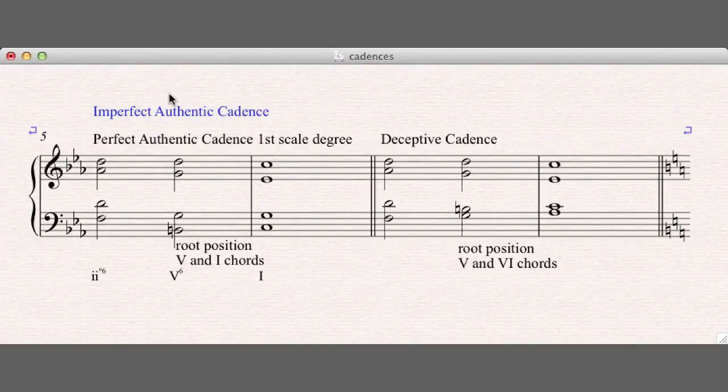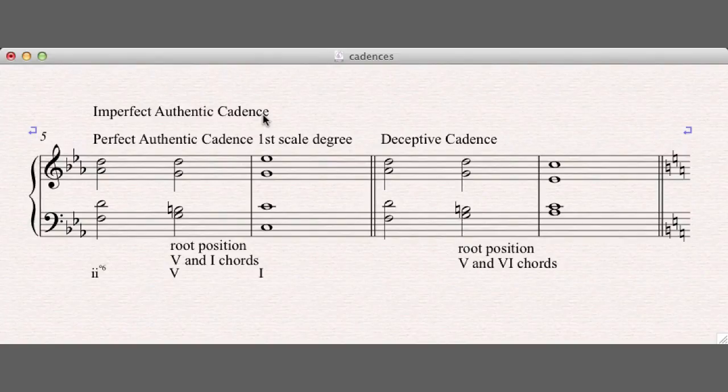Okay. And what happens if our melody note, if we did this instead? Something like this. Okay, this is root position now. And this is root position. Good, we have perfect authentic. No, actually, this is the 3rd scale degree. Oh. Okay, well then it's not perfect authentic. It's still an imperfect authentic cadence.